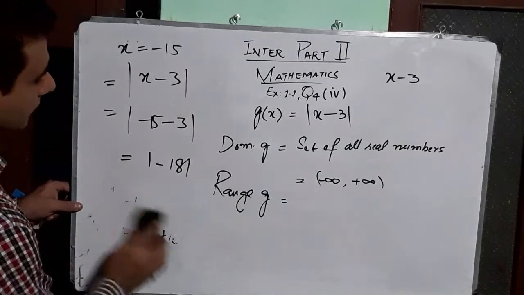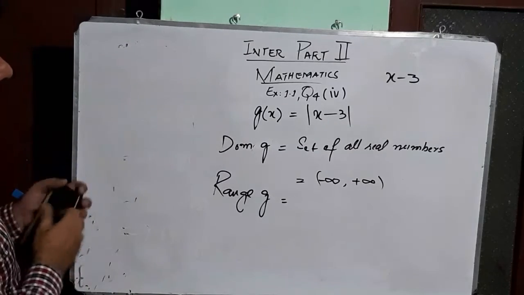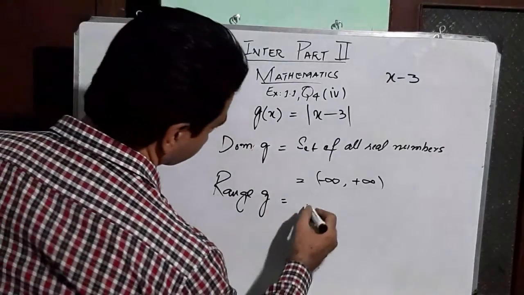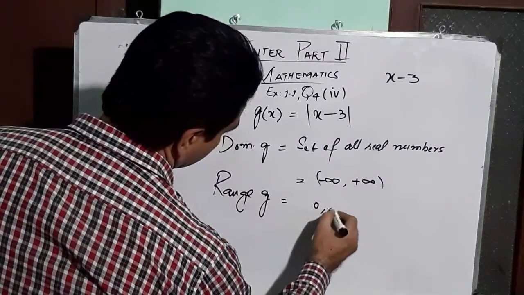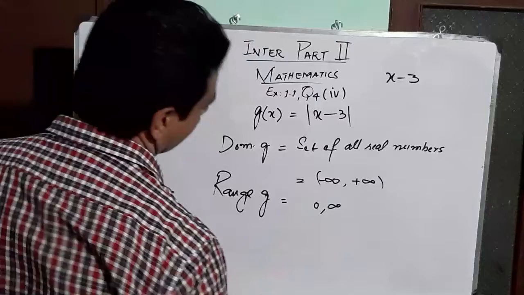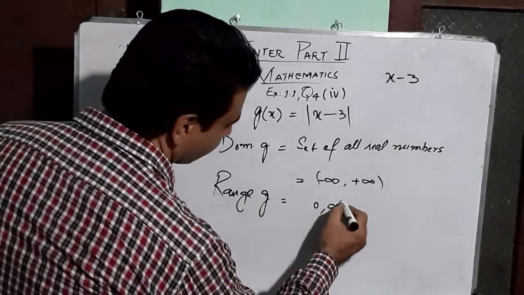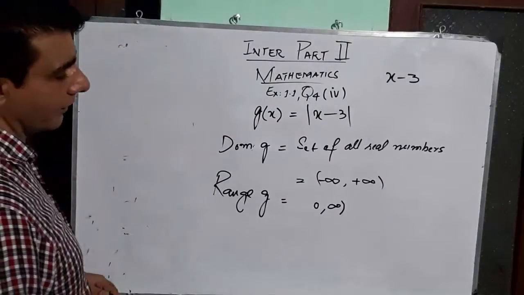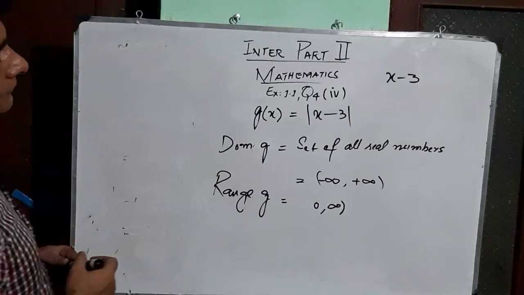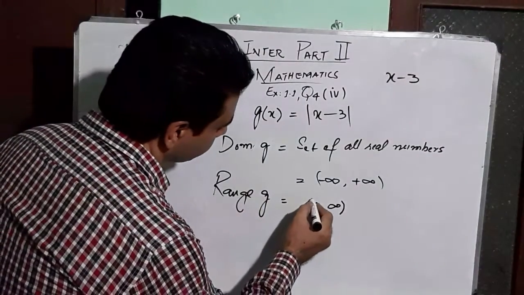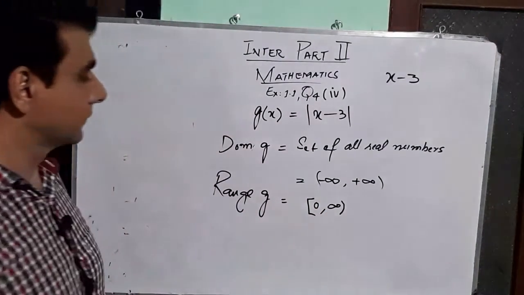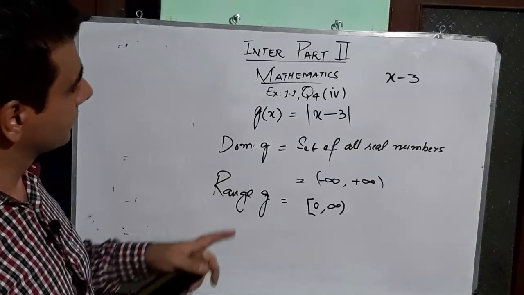So its range will be 0 to infinity. Now for interval notation we write parenthesis because of infinity, and 0 is included, so we will use a square bracket. So it's the range of this function.